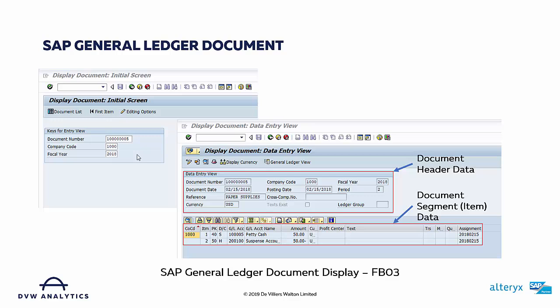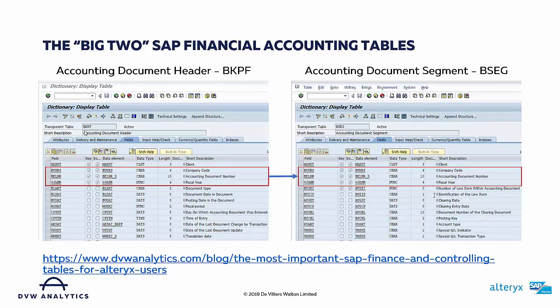Now, why this is important is that the header level data and the segment or item data is physically stored in different tables within an SAP system, and therefore if I'd like to extract data from my SAP system into Alteryx and effectively recompile or reconstitute that document, then I need data from both the header level and also the item level. So what this means then is that I need to understand what SAP tables underpin the transactions I'm interested in accessing data from.